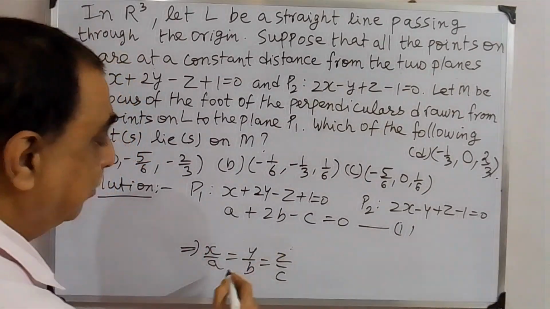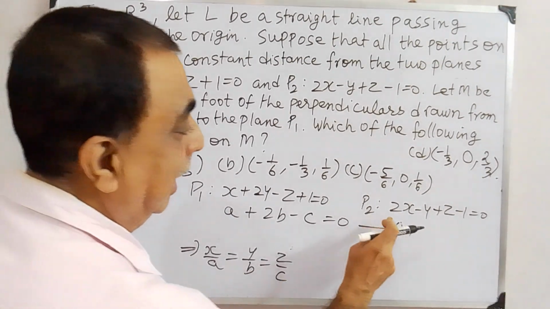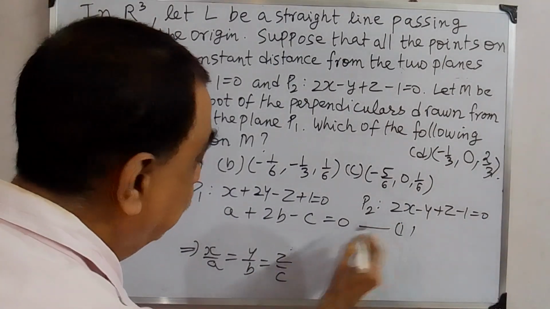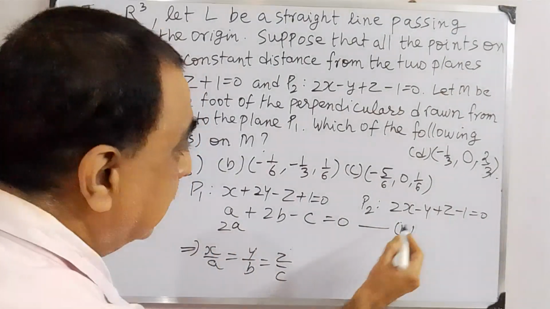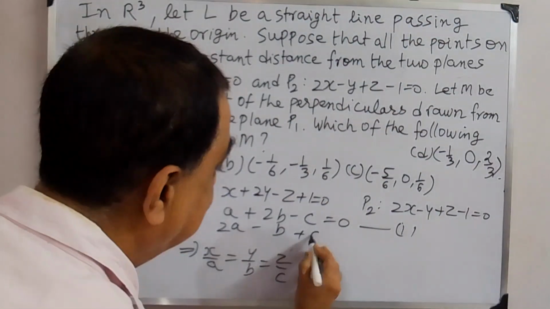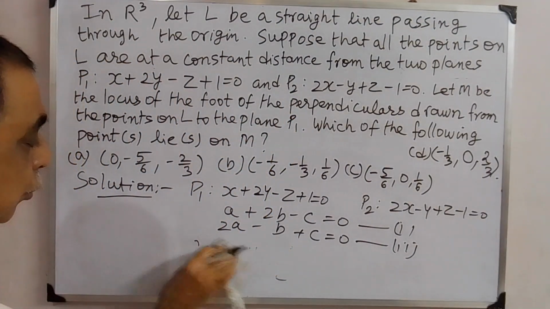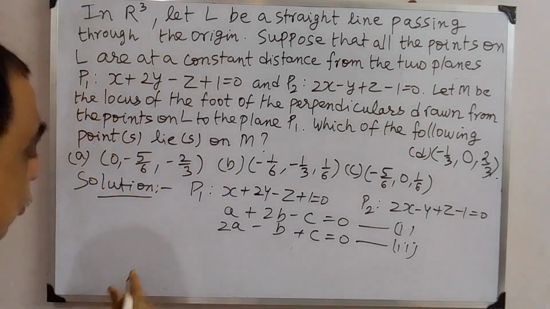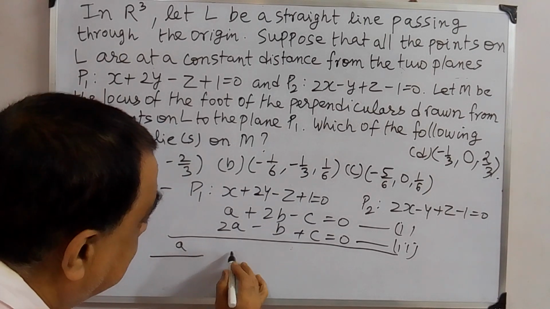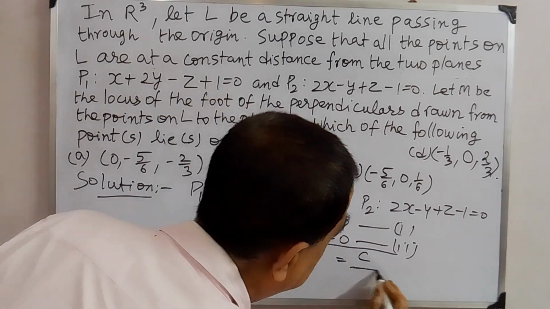Similarly, the dot product of the vector which is parallel to this line and the perpendicular to the line will be 0. So 2A minus B plus C will be equal to 0. From here we will get the values of A, B and C. Now, by cross multiplication, here is A's denominator, B's denominator and C's denominator.